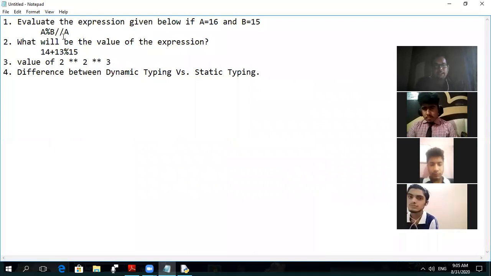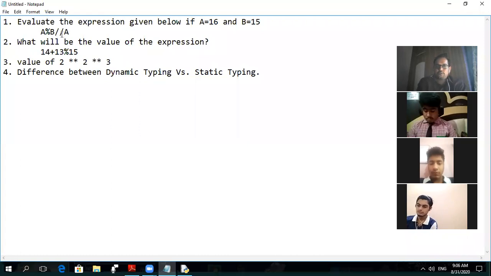First question is, evaluate the expression given below if a equals to 16 and b equals to 15. And the question is, a percent, that is called modulus operator, b, and double division sign called floor division, a. So both these operators come under arithmetic operators. You know very well, these both the operators come under arithmetic operator. So this is the first question.